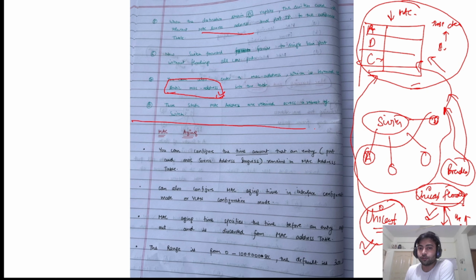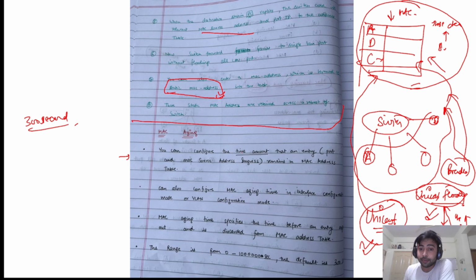Now we understood what is MAC learning, how the switch does MAC learning, and how it creates a MAC table. Now we'll understand what is MAC aging. MAC aging is the amount of time for which the data in a MAC address table remains, and by default it is 300 seconds. So let's understand point by point.